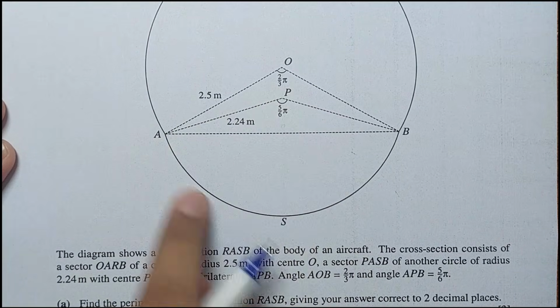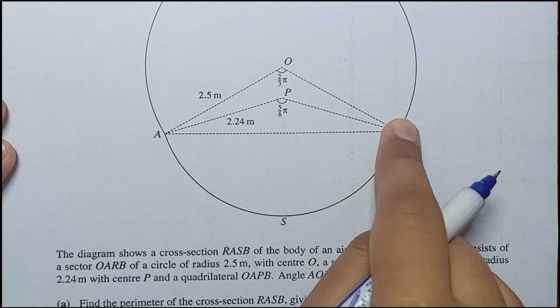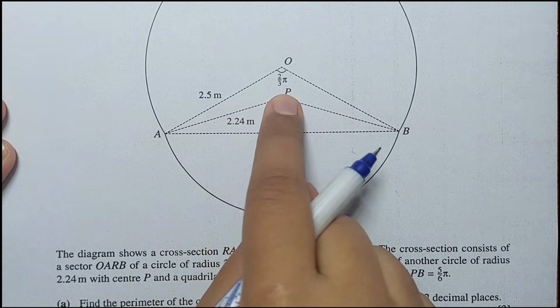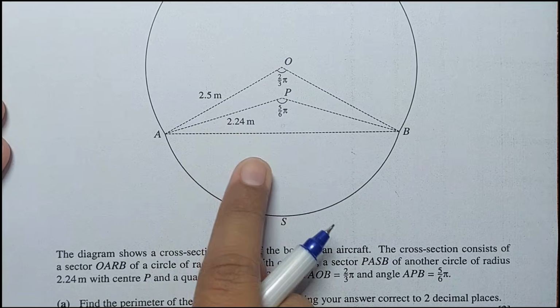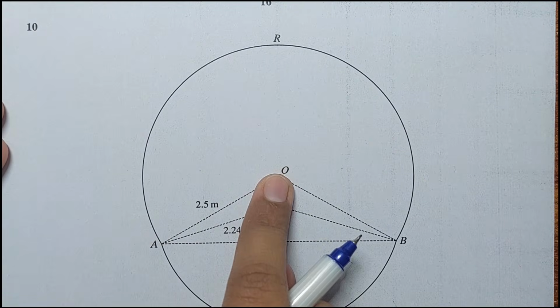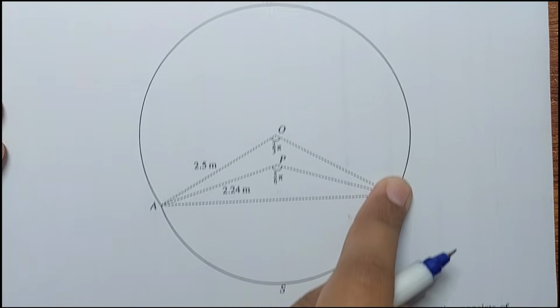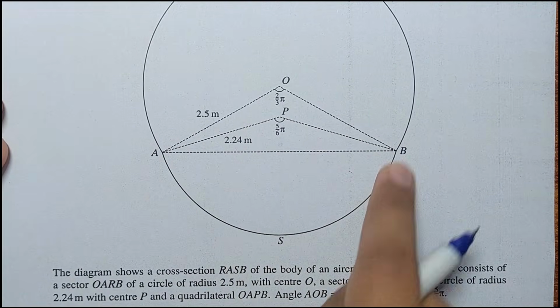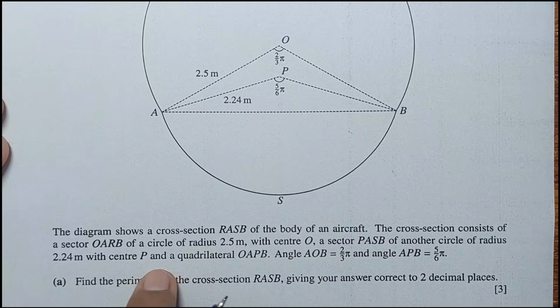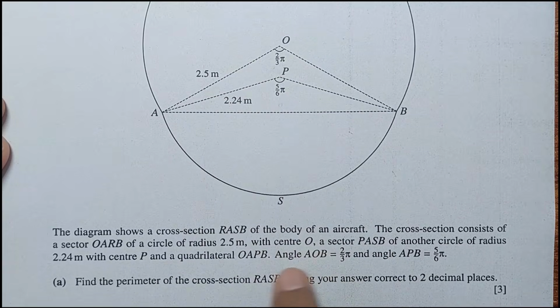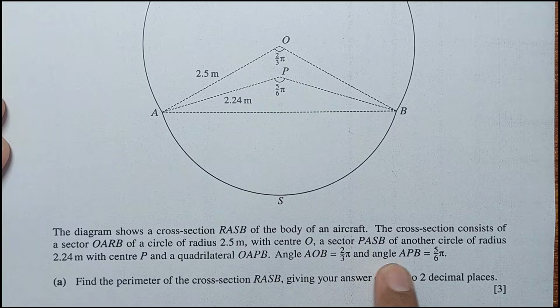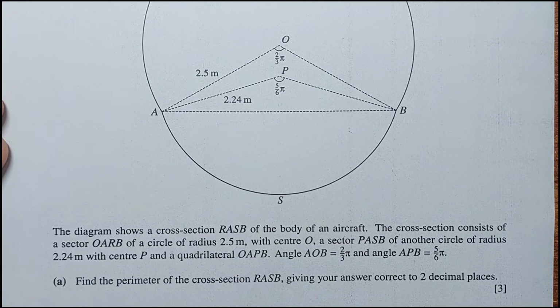So PASB is another sector of a circle, the center is P, and PA and PB are the radius, which is 2.24, right? So this is basically a sector OARB and another sector PASB, and a quadrilateral OAPB. OAPB, this in the middle, is a quadrilateral. Angle AOB is 2 pi by 3, and angle APB is 5 over 6 pi, right?